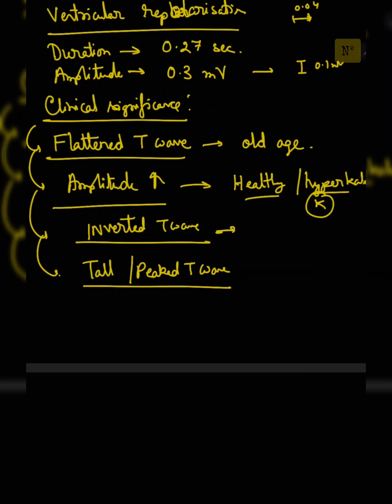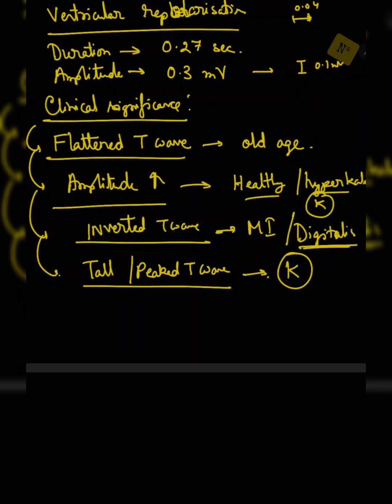Inverted T waves are usually found in myocardial infarctions. Tall T waves, so potassium, are peaked. So amplitude again increases in this case. In digitalis toxicity also you will get the inverted T waves. So there's a drug whose abuse might lead to inverted T waves also.